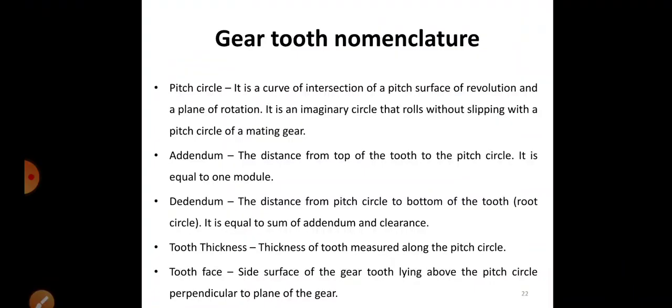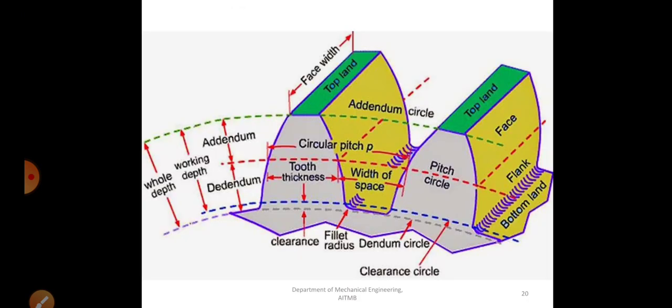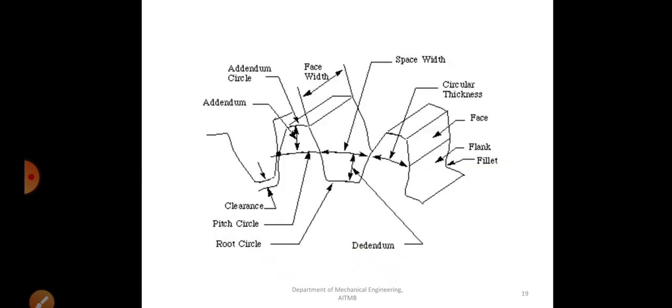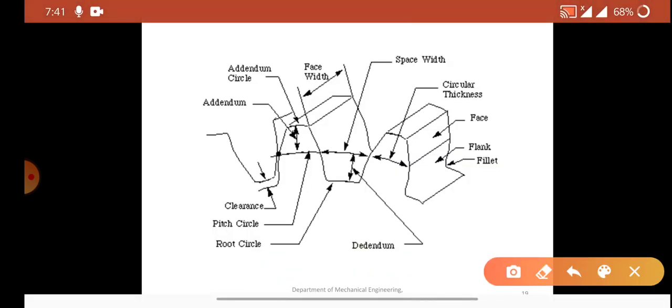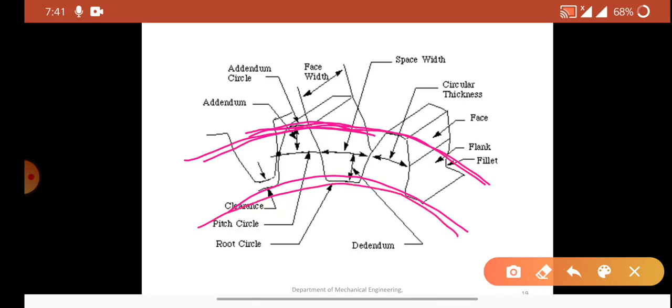Next is the addendum. So what is this addendum? The distance from the top of the tooth to the pitch circle is called the addendum. Look at this diagram. This is the top of the tooth, and this portion is the bottom. This top portion is generally known as the addendum circle. The bottom portion is known as the dedendum circle, which is also known as the root circle.